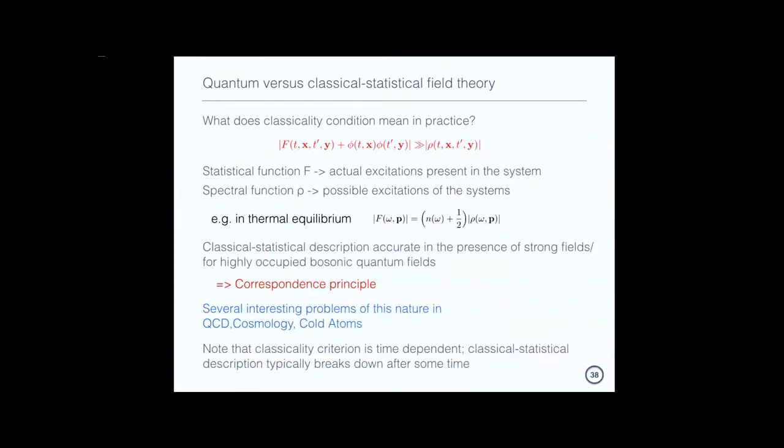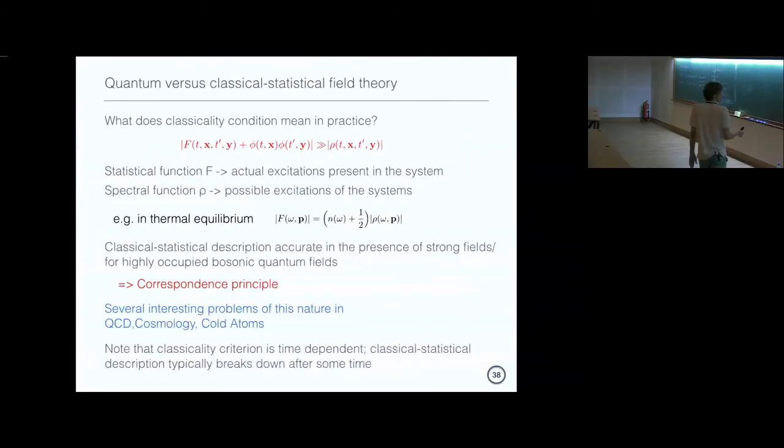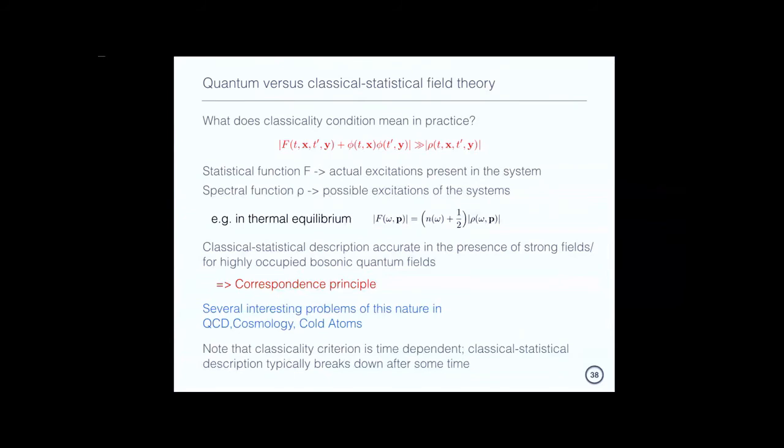Perhaps this may seem like a very narrow range of applicability or a very specialized circumstance, but it turns out that there are a lot of interesting problems which are precisely of this nature, as they appear in QCD, cosmology, and cold atoms. For instance, Raju already mentioned some examples like this, and we're going to deal with more of them here.